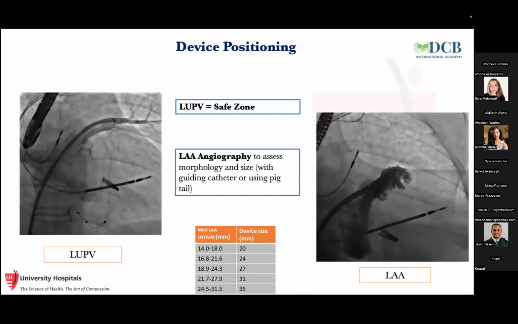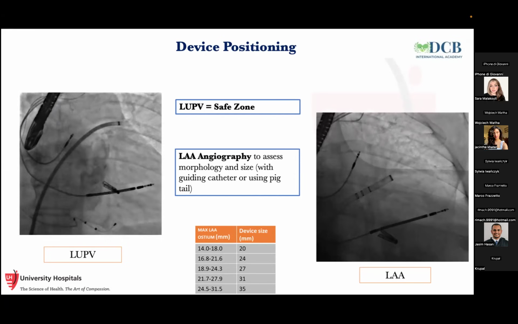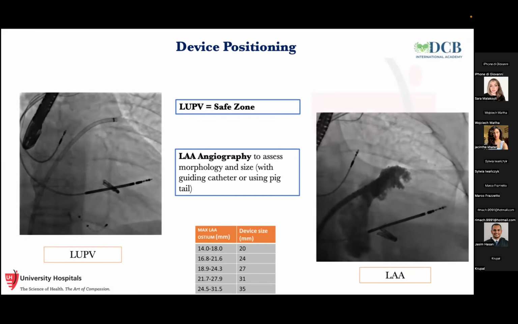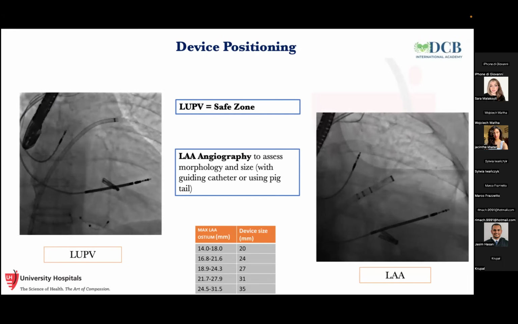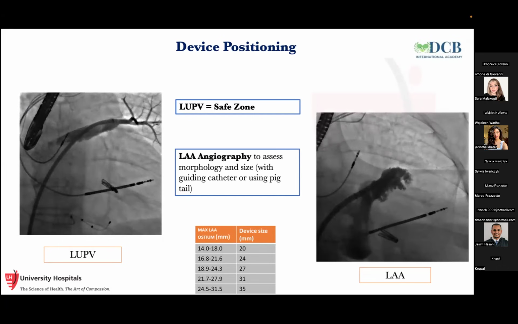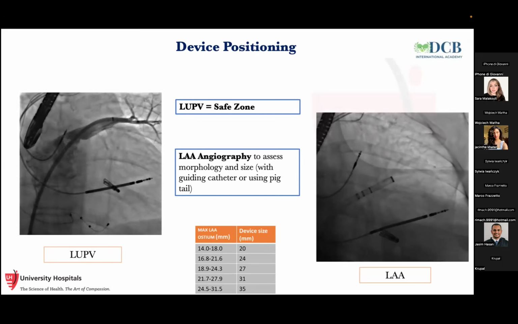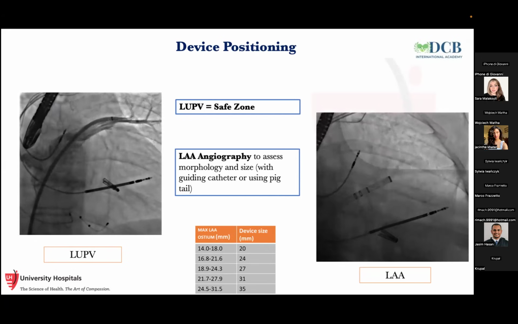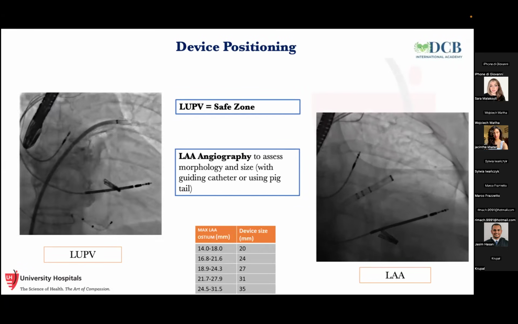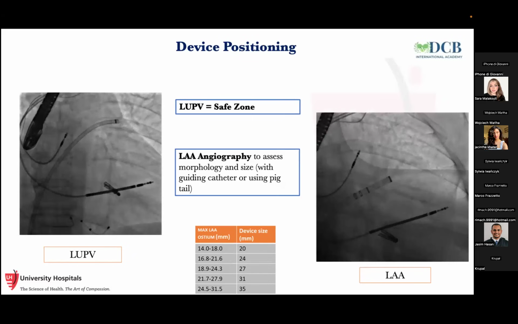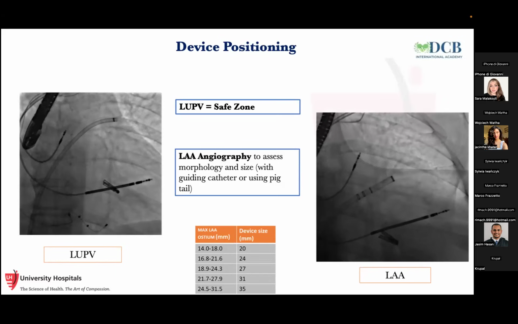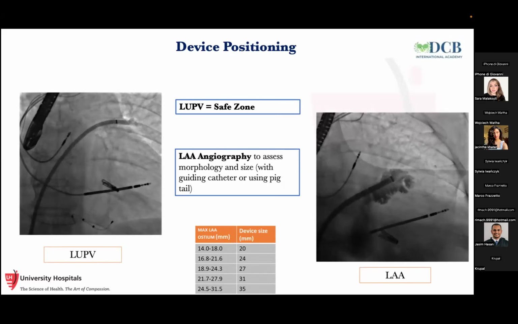I want to show you a table where you can see there are different sizes for the device, but every device is chosen based on a range of the ostium, because our goal is to have a very well compressed device, because you want to avoid embolization. Yes, we want to close the LAA, but you want to avoid embolization in general. There is an oversizing of the devices compared to our measurement of the ostium. In general, we use a 20% oversizing. So if we have a 20 millimeter ostium, we choose a 24 millimeter device.